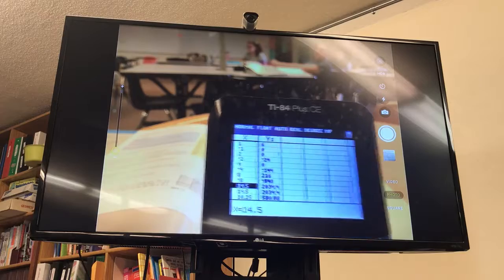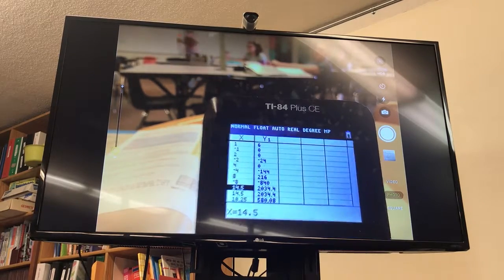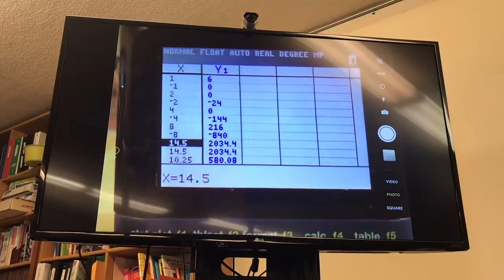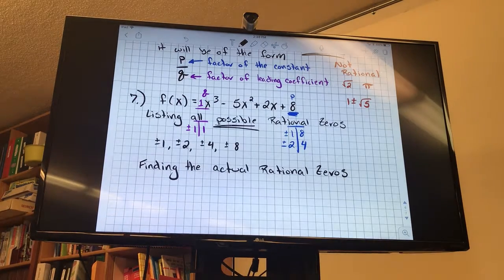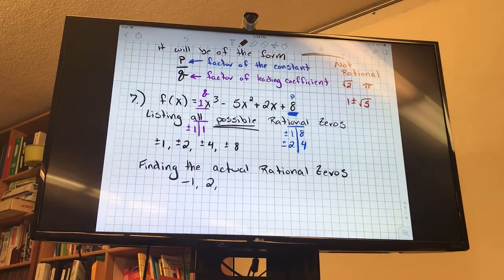So which ones did it have? 1, 2, and 4. Negative 1, 2, and 4. So negative 1, 2, and 4 are the actual zeros.